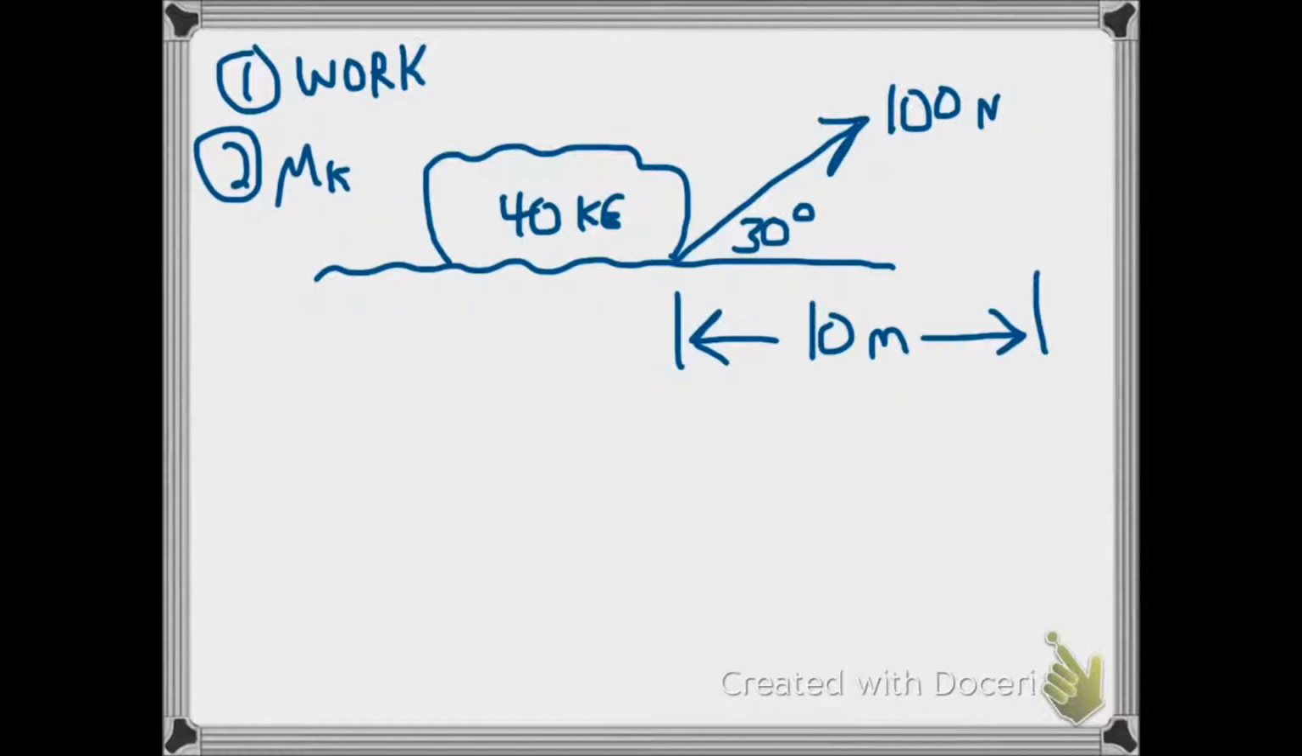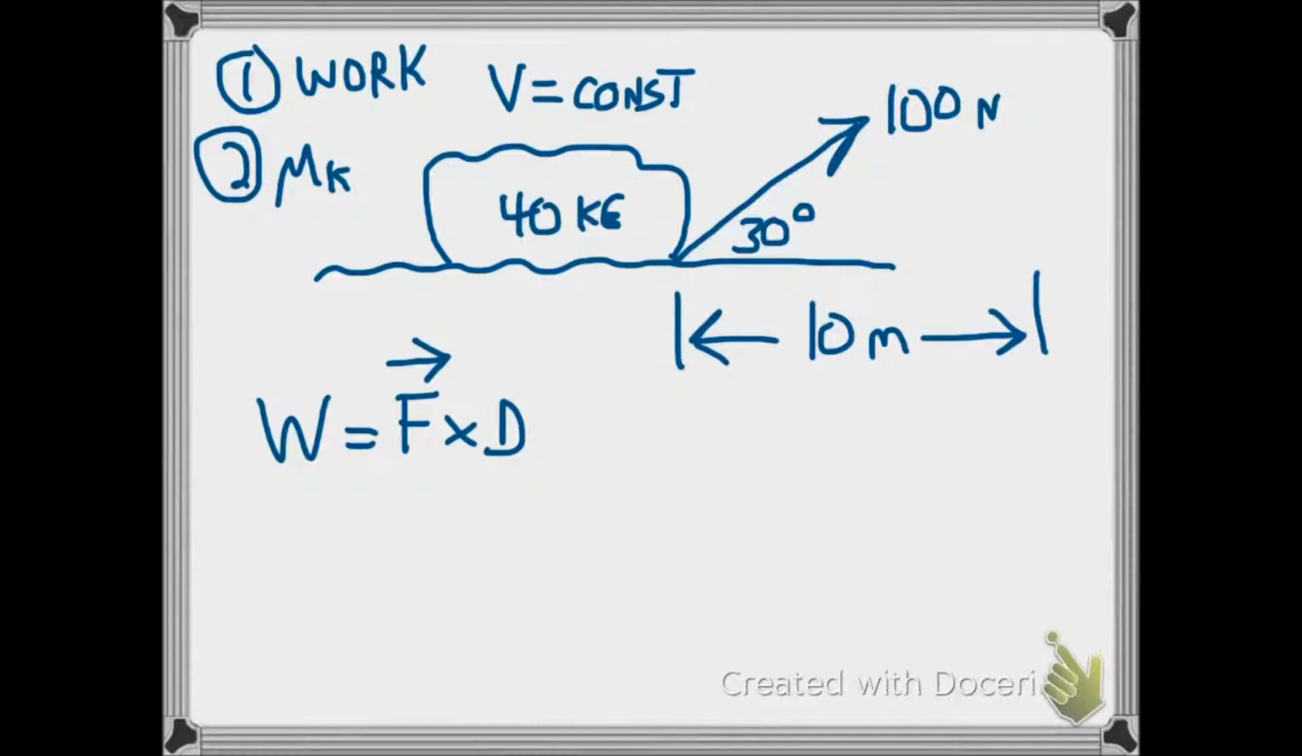Kinetic definitely because it's already moving. So we're going to make use of the fact that the velocity here we're going to assume is constant. We're just dragging it across the floor, not accelerating it. So to find the work, work equals force times displacement, but the force and the displacement are both vectors. They're represented with arrows, and those arrows have to be in the same direction.